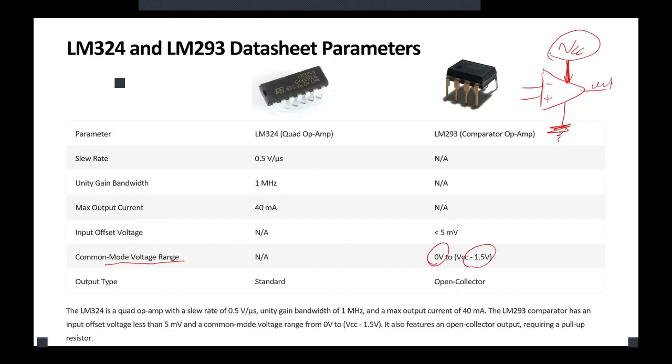We have an output type, which is an open collector, which means it needs a pull-up resistor so the output transistor can sink current but not source it. This is what open collector means.